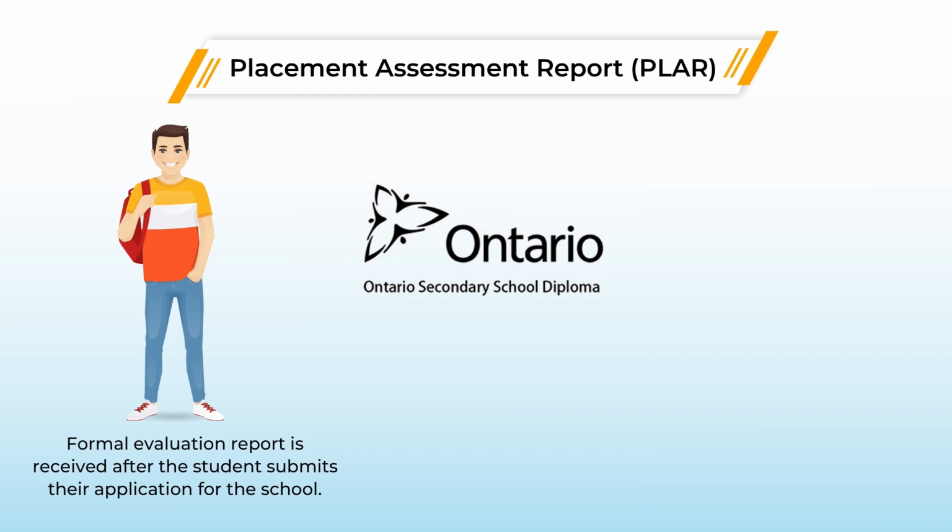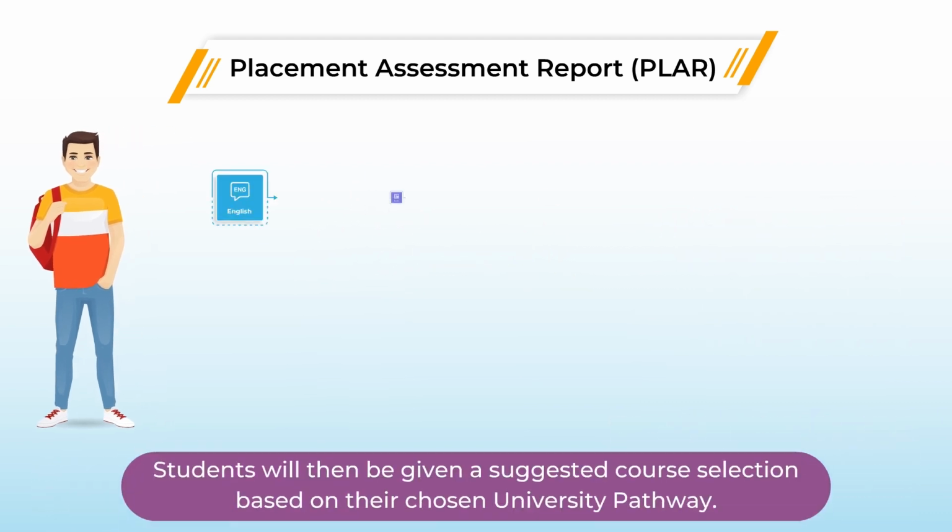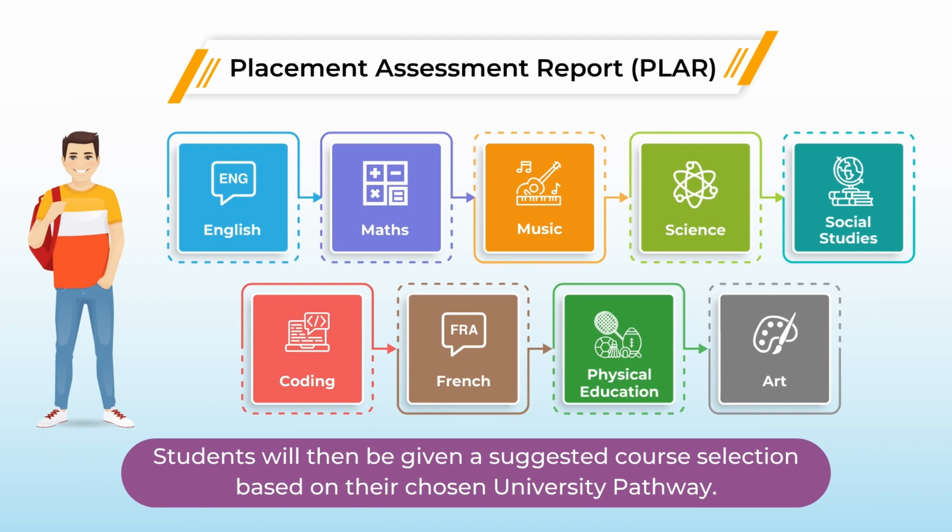This formal evaluation report is received after the student submits their application for the school. The principal will assess all submitted transcripts and marks to determine which equivalency credits can be granted and how many are left to complete. Students will then be given a suggested course selection based on their chosen university pathway.